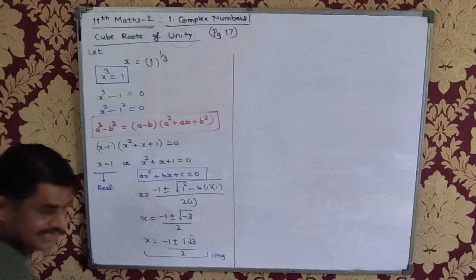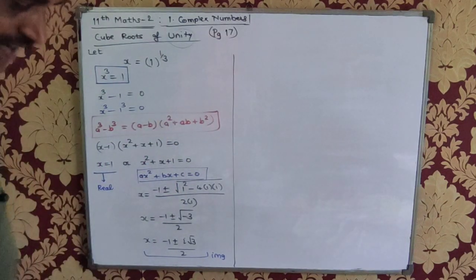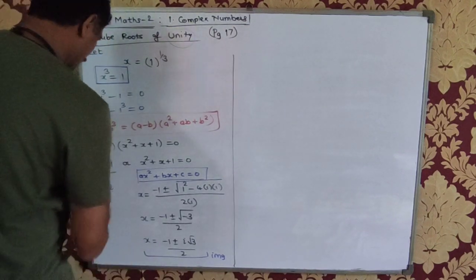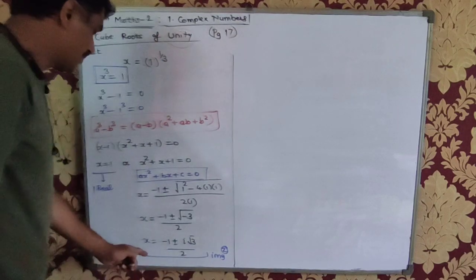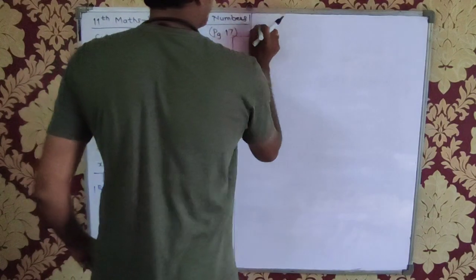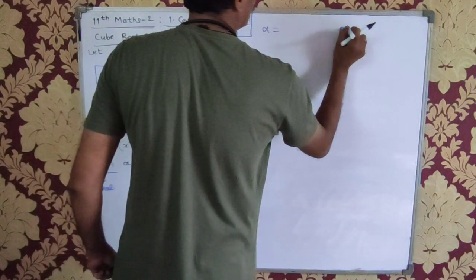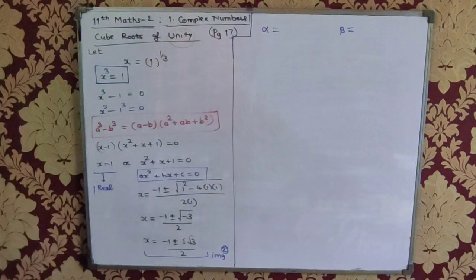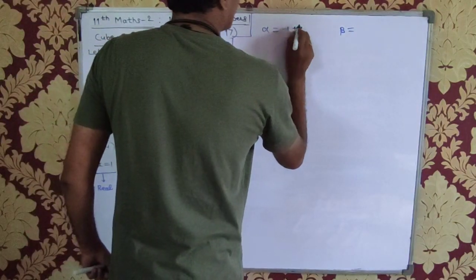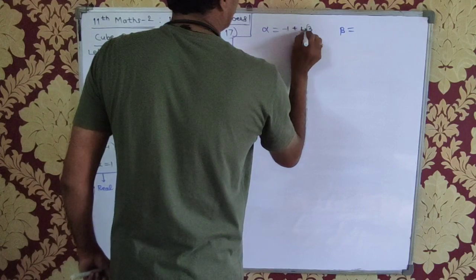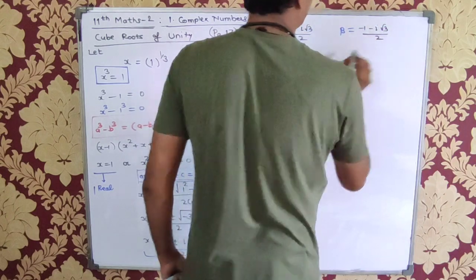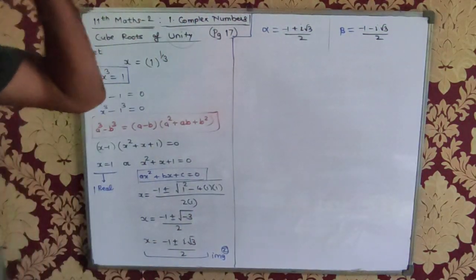So one of these roots we will call alpha. So these are the 3 roots, one real and 2 imaginary roots. And moreover, they are complex conjugates of each other. One root I will call alpha and the other root I will call beta. So what do you get there? Alpha is minus 1 plus i root 3 by 2 and beta is minus 1 minus i root 3 by 2. Isn't it? They are complex conjugates of each other.